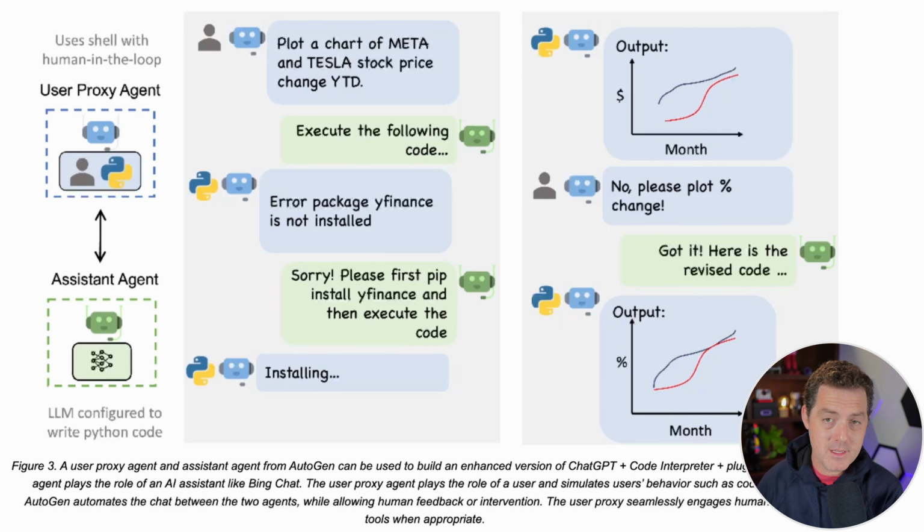So as all of these autonomous agents are working together, at any point I can say, okay, this is the point in which you want to ask the user, the human, for input as part of this process.